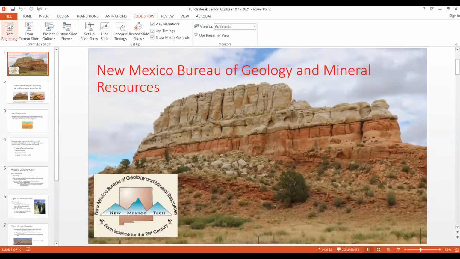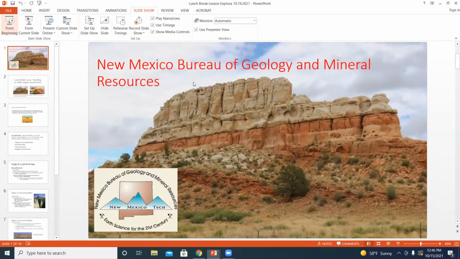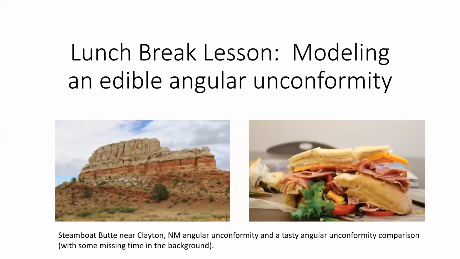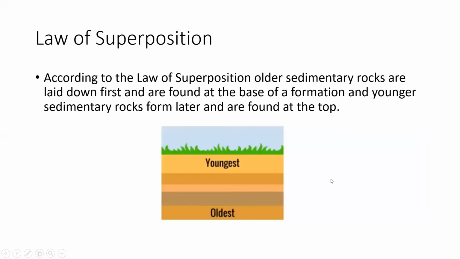But first, before we start doing that, let me talk about what an unconformity is and what an angular unconformity is. So let me go ahead and share my screen here. Okay, so here we have a lovely angular unconformity that you'll find close to Clayton, New Mexico. And here's our sandwich that you can make on your own. We made it earlier, and I'll show you how to do that.